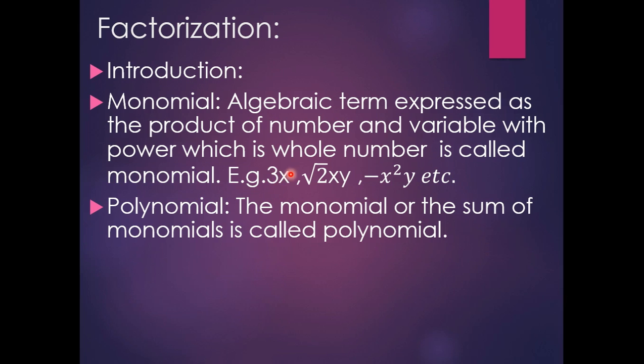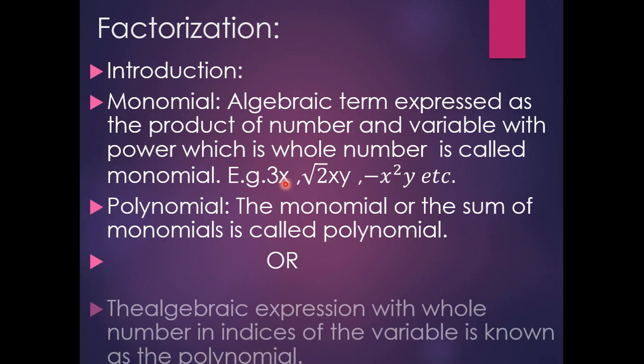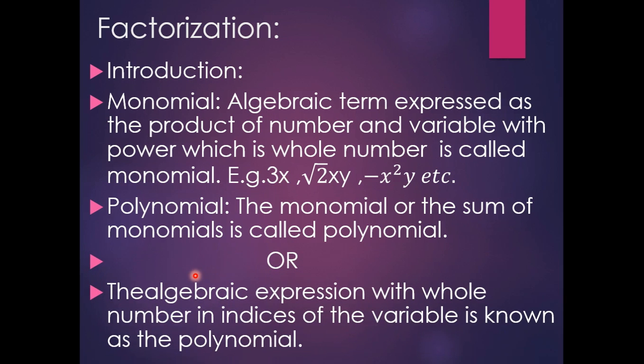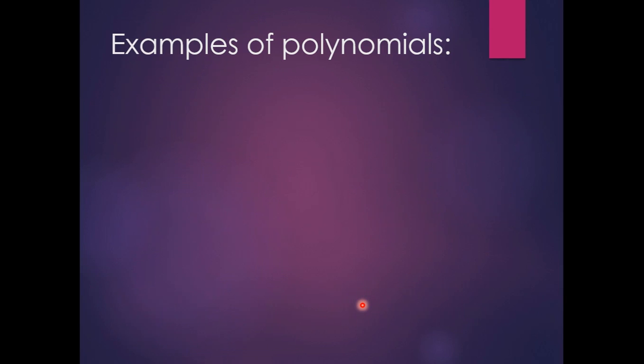So it can be root 3x, or the sum of the monomial terms: root 3x plus root 2xy minus x square y. Taken collectively, that is also known as a polynomial, or any one single one is also a polynomial. In other words, we can define a polynomial in this way: an algebraic expression with whole numbers in the indices of the variables is known as a polynomial. So any algebraic expression which has the variable's power a whole number is known as a polynomial.